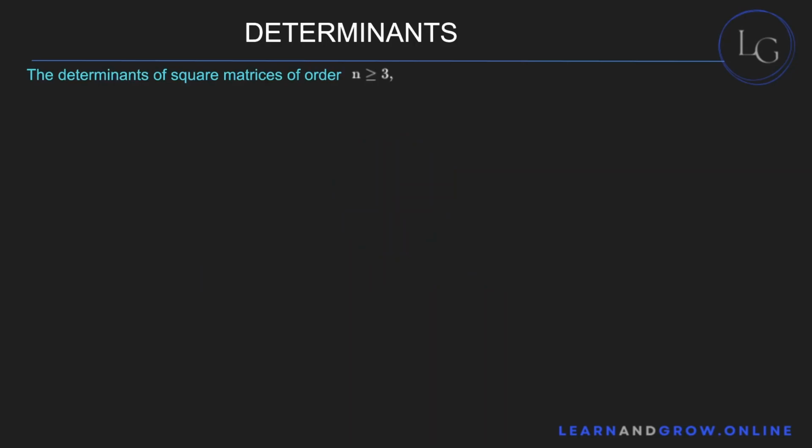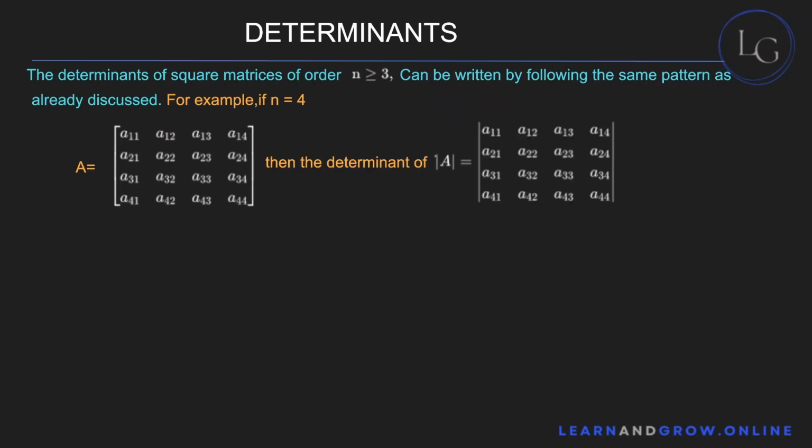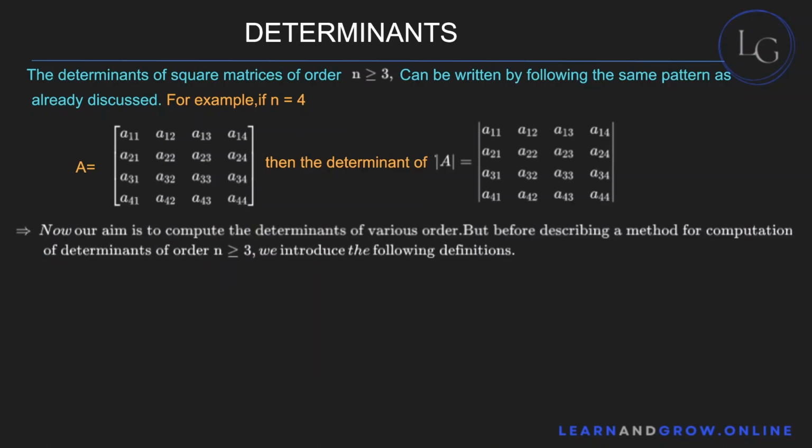So let's find the determinants of square matrices that are of the order equal to or greater than 3. Basically, this is, for example, a square matrix of the order 4 by 4. Its determinant will be written down like this. You'll replace the brackets with vertical bars. To find the determinant of a square matrix that has an order equal to or greater than 3, you must be familiar with these two concepts, the minor of an element and the cofactor of an element.